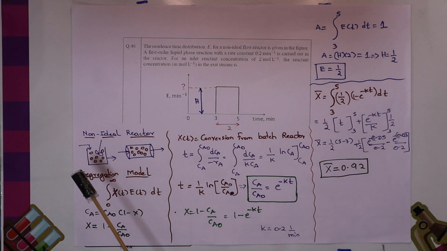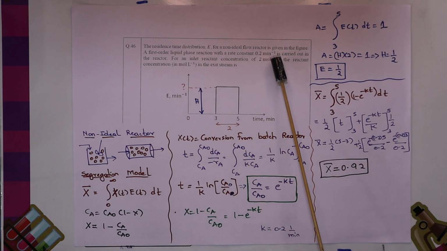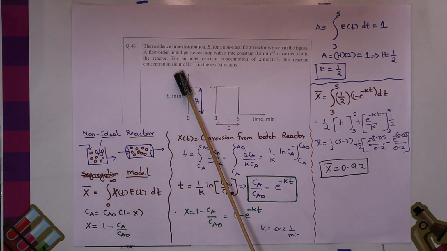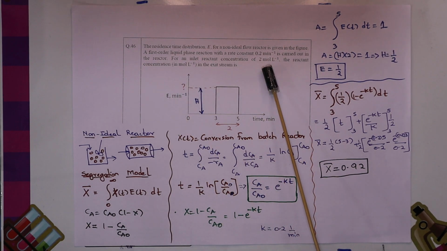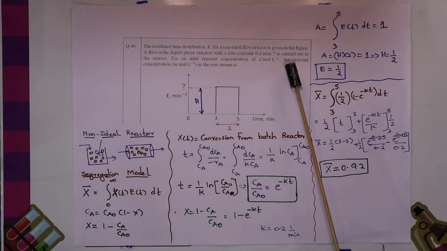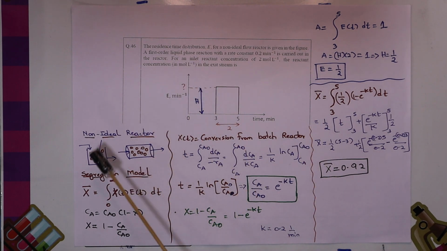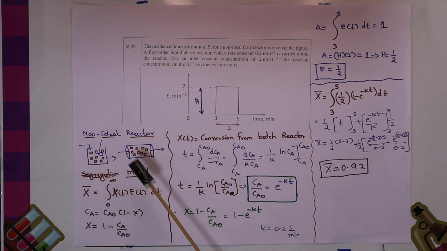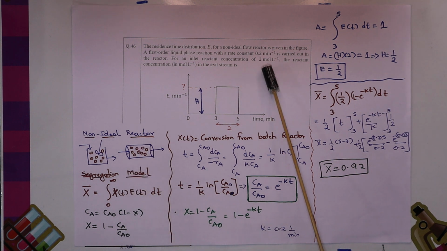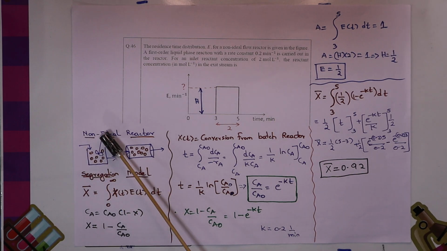Question number 46. The residence time distribution E for a non-ideal reactor is given in the figure. A first order liquid phase reaction with a rate constant of 0.2 per minute is carried out in the reactor. For an inlet reactant concentration of 2 mole per liter, the reactant concentration at the exit... That means there is a non-ideal reactor, it could be any reactor, PFR, CSTR, anything comes under the non-ideal reactors. If I use the initial concentration of 2 mole per liter to the reactor, what could be the exit concentration?